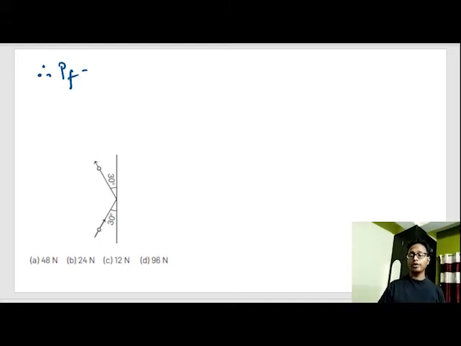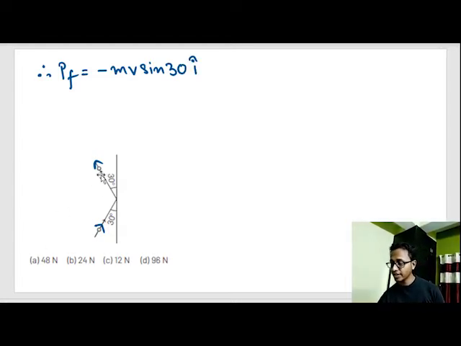Final momentum, when you break it into components, the ball is going out here and coming out here. The final momentum is minus mv sin 30 i. Why? Because you are slapping this vector on this axis, the x axis. When you slap this vector on this axis, it becomes minus mv cos 60, and cos 60 and sin 30 are the same thing.